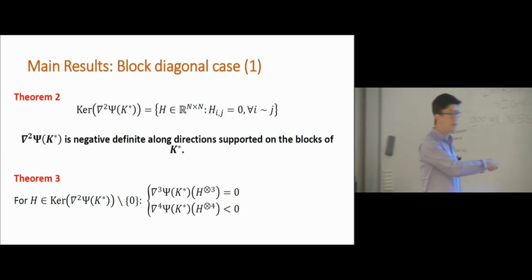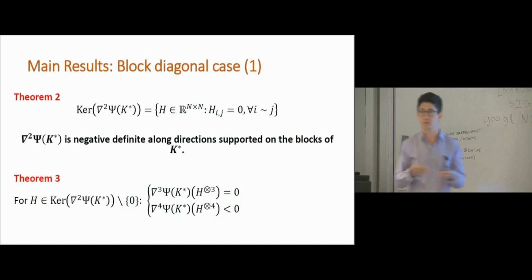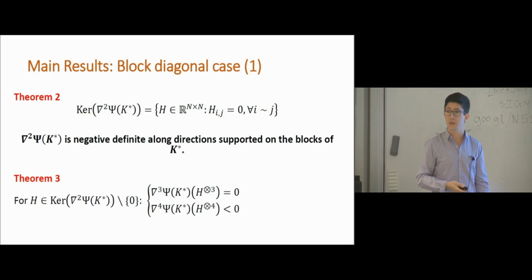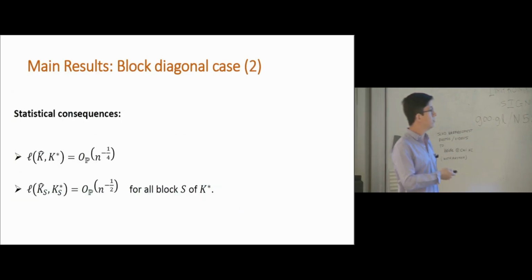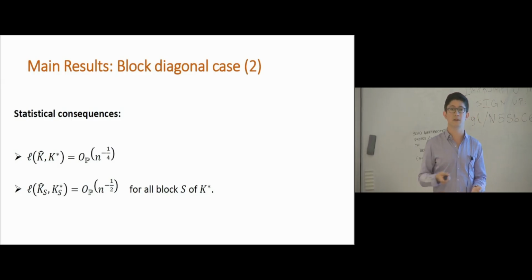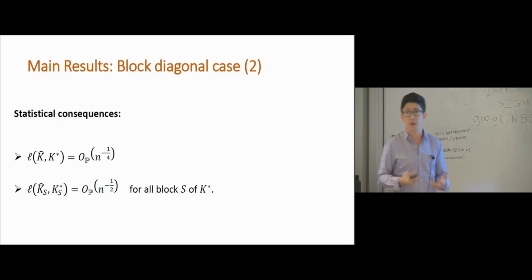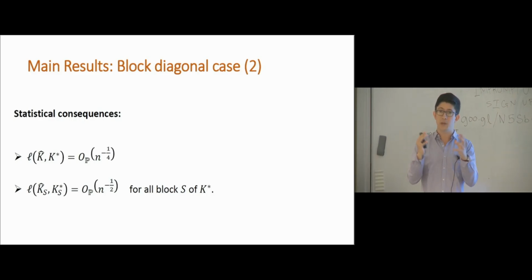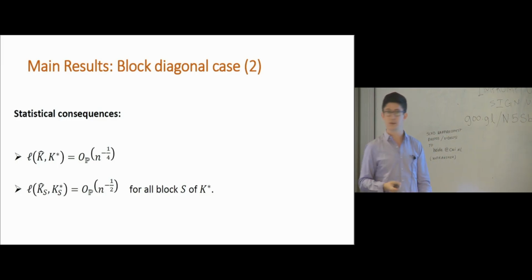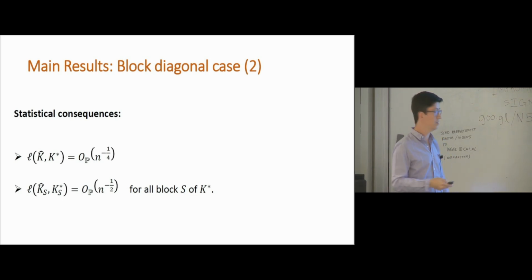And we show that if you take a direction in the null space, then the third order, of course, vanishes, because you know that K star is a local maximum, but the fourth order no longer vanishes. So as a statistical consequence, in the block diagonal case the MLE performs at the speed n to the negative 1/4. And also, as a byproduct, if you restrict the MLE on the blocks of K star, it performs at the parametric rate. Of course, this is kind of a useless result because you don't know where the blocks are. You don't know the blocks of K star.